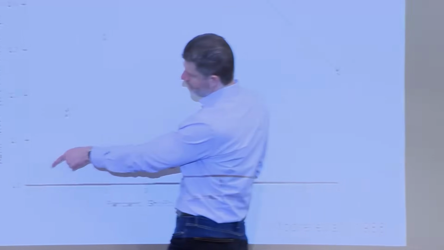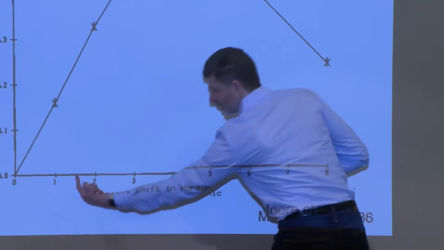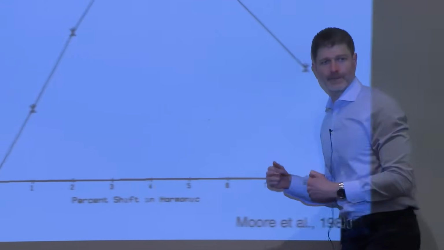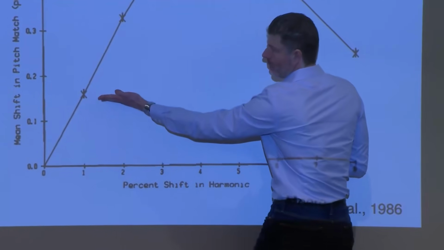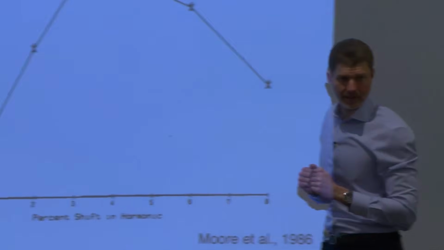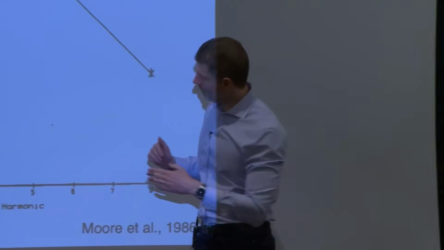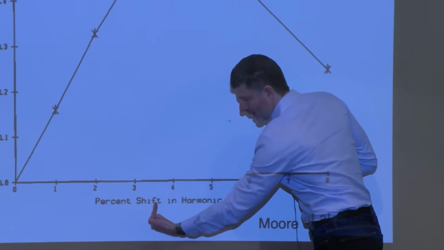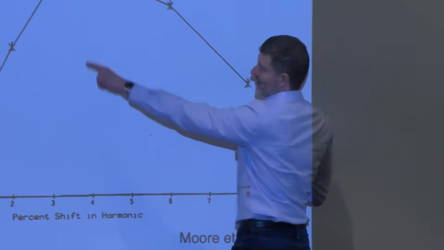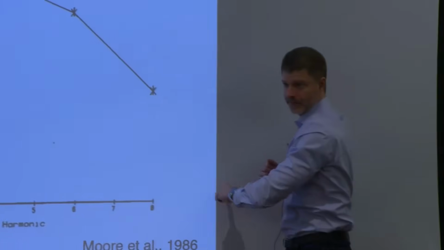This graph is showing the mean shift in the pitch match, in percent of the fundamental frequency, as a function of the shift in that mistuned harmonic. So what does this show? It shows that as you mistune the harmonic, there's a small shift in the perceived pitch of the complex tone. It's very small, a fraction of a percent, but it's measurable. However, something interesting happens: once the harmonic gets shifted too much, it stops changing the pitch of the tone that it's part of, and in fact the pitch shift drops back down.